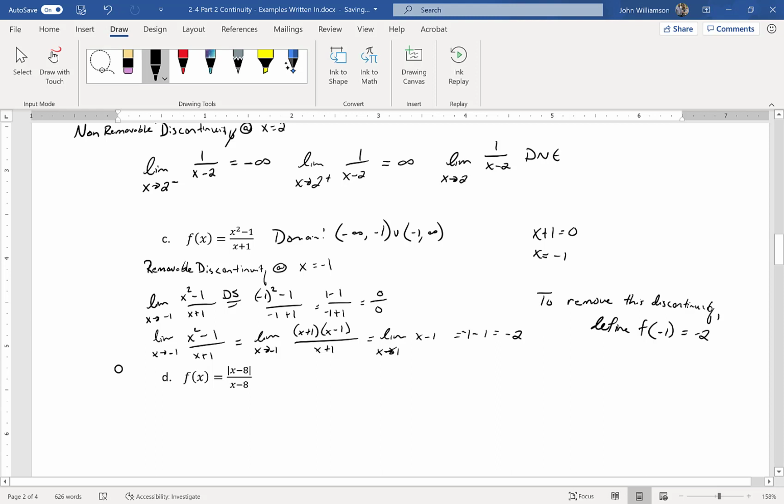So in this case, the limit exists. The function value does not exist, right? Because it's not in the domain of the function. So to make the function value exist and to agree, if we wanted to remove this discontinuity, you would define the function value to equal the limit. And then it meets all three criteria for the function to be continuous at that point.